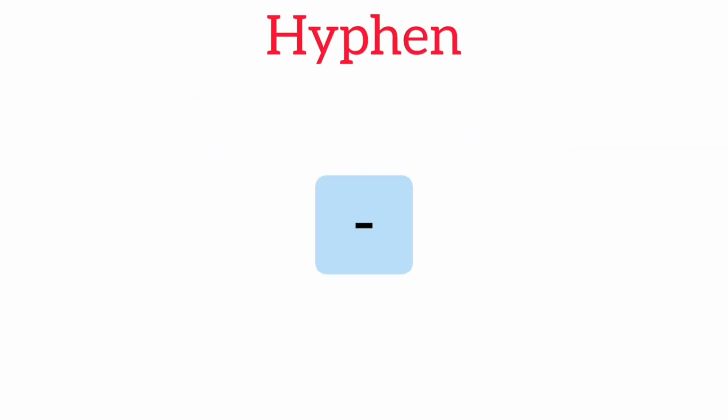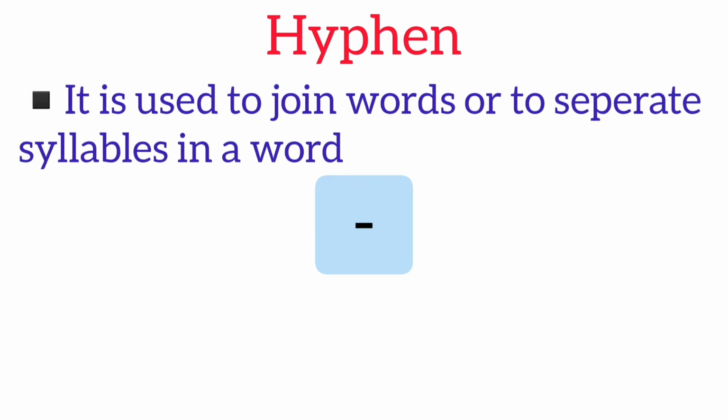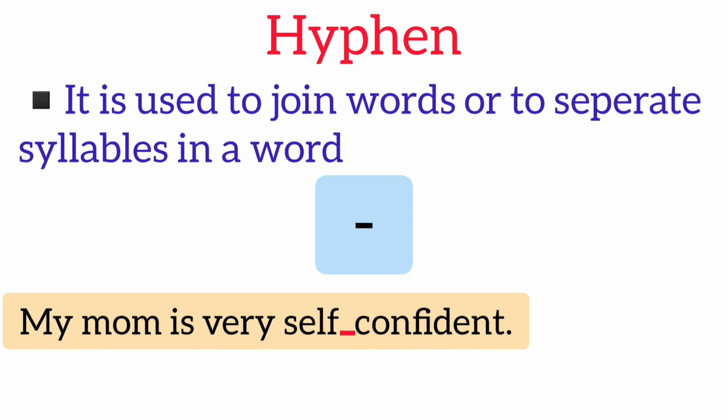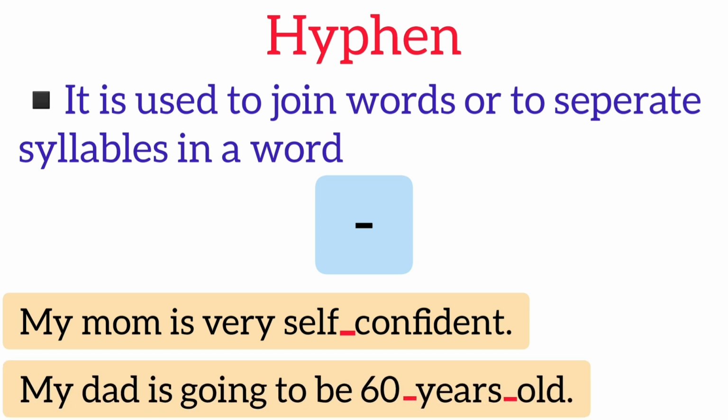Next one is hyphen. Hyphen is used to join words or to separate syllables in a word. For example, my mom is very self-confident. Hyphen is used to join words. Next one, my dad is going to be 60-years-old.